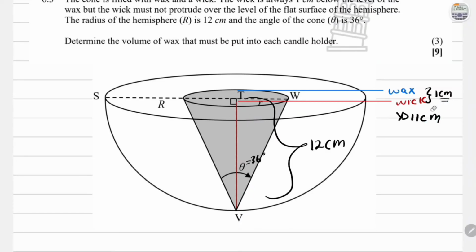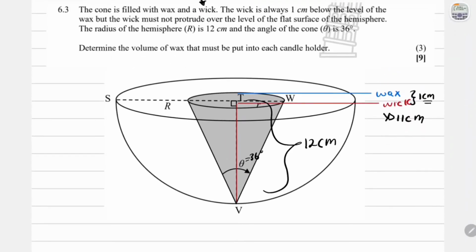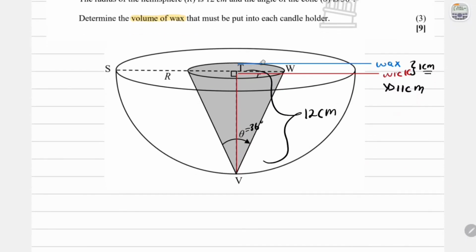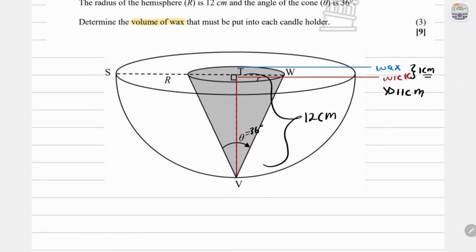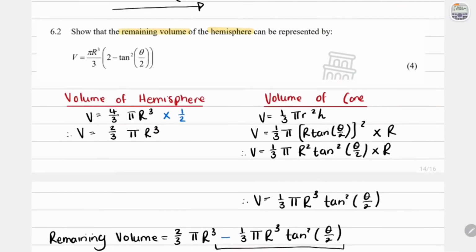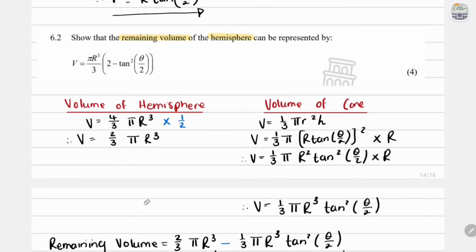It's going to be 11 centimeters because that wick is 1 centimeter below that height or the radius. Okay, and they really just want us to find the volume of the wax. So let's find the volume of the wax. The wax is filled into the cone, so we need the volume of a cone. Remember, we already found the volume of a cone when we were trying to find that remaining part.